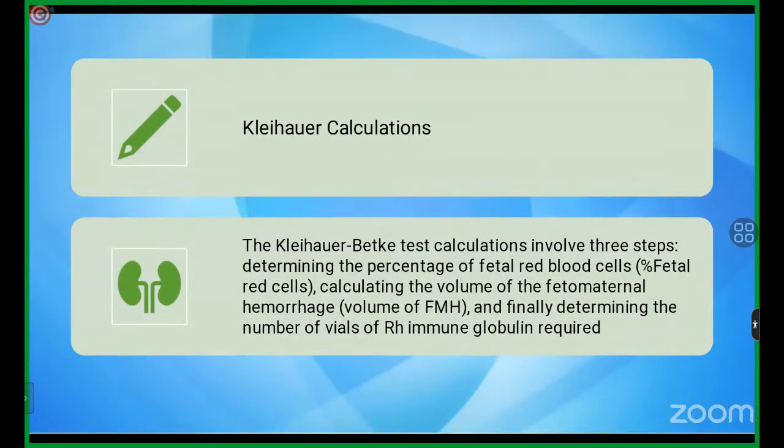The next thing we are going to look at is Kleihauer calculations. The Kleihauer-Betke test calculations involve 3 steps: determining the percentage of fetal red blood cells, then calculating the volume of fetal maternal hemorrhage, FMH, and finally determining the number of vials of Rh immunoglobulin required.